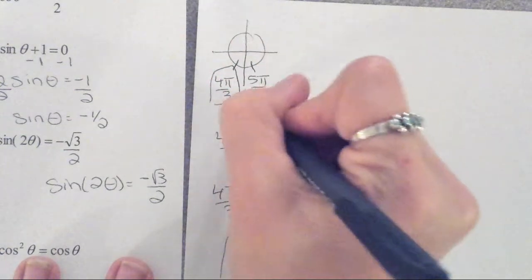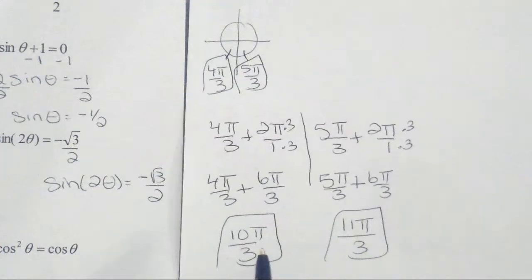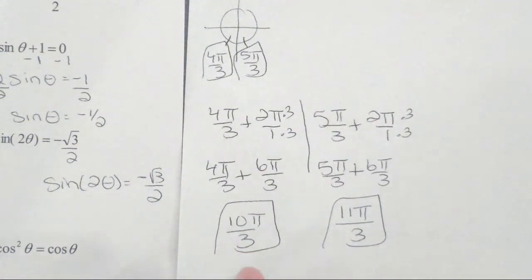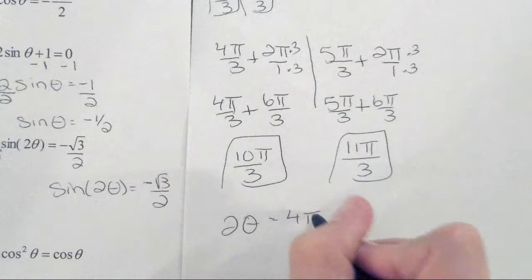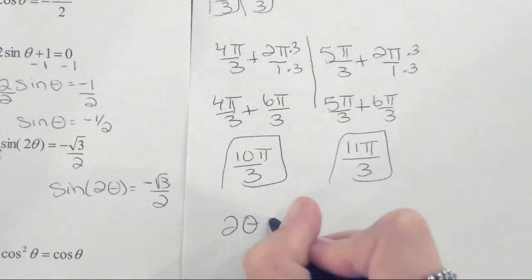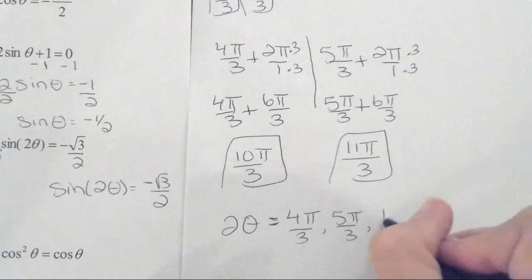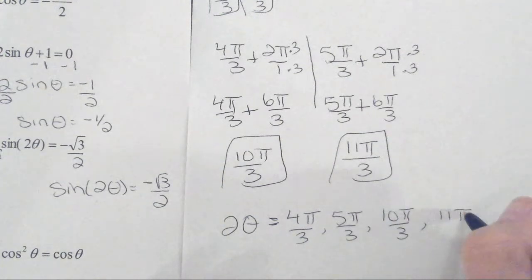So we have 2 answers for going around the circle once and 2 answers for going around the circle twice. But that is what 2 theta equals. So we're going to write down 2 theta equals. I'm going to write down all 4 answers: 4 pi over 3, 5 pi over 3, 10 pi over 3, and 11 pi over 3.